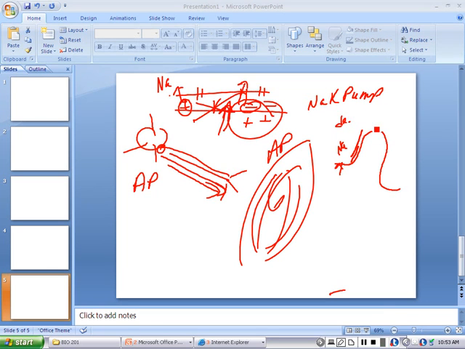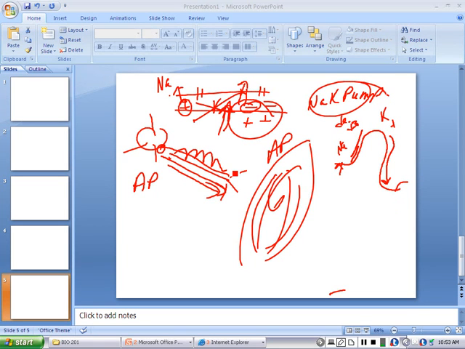depolarization. Once you reach about positive 30, those sodium channels are going to close, and the voltage-gated potassium channels are going to open. Potassium is going to start to rush out, taking those positives with it, bringing this membrane potential back down to negative. It's going to overshoot a little bit, called hyperpolarization, and then reset to normal using the pump. Okay? So this is just going to go down the axon until it reaches the end.